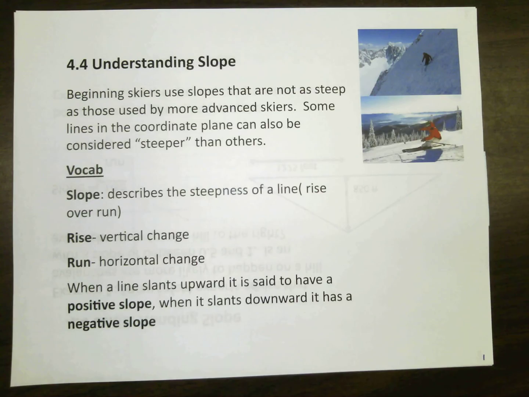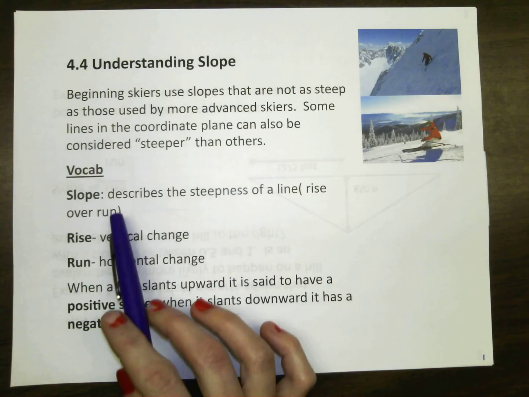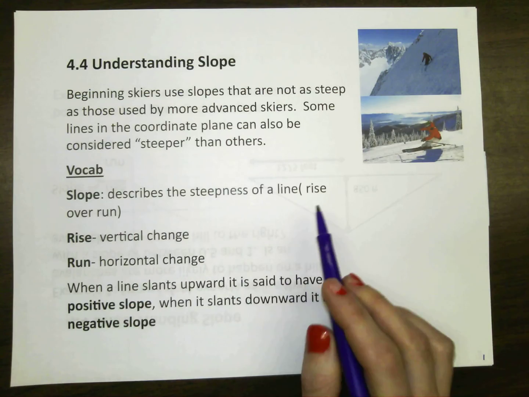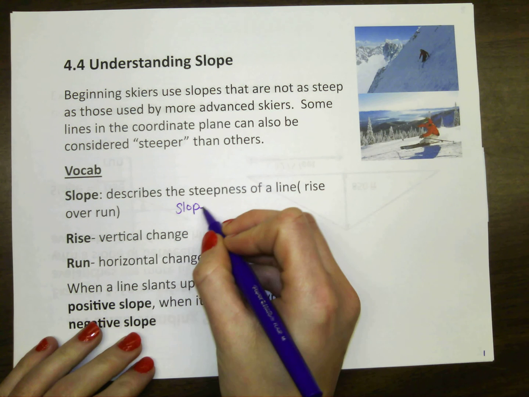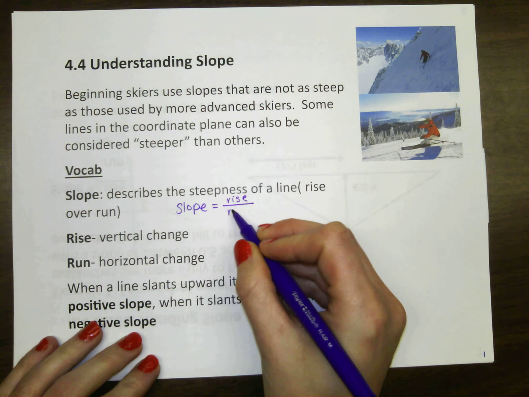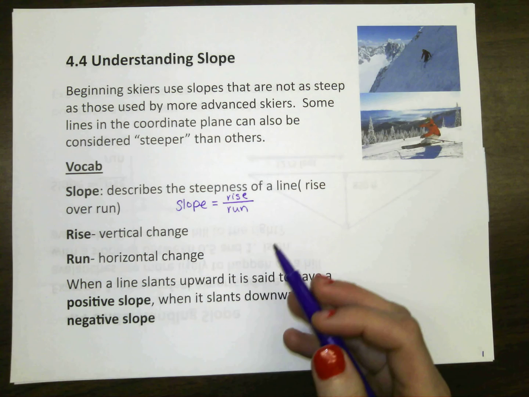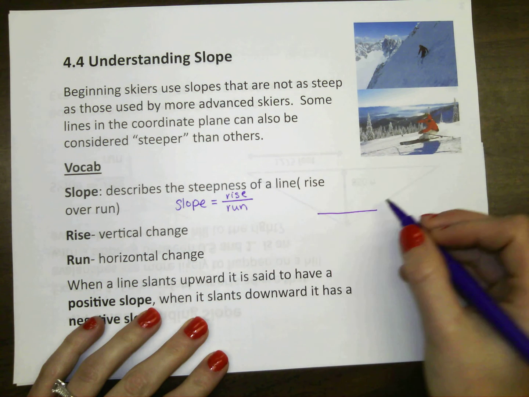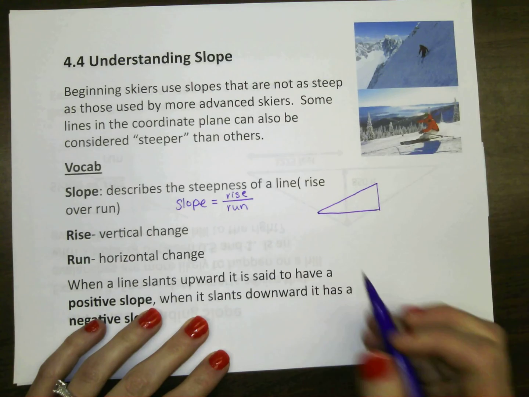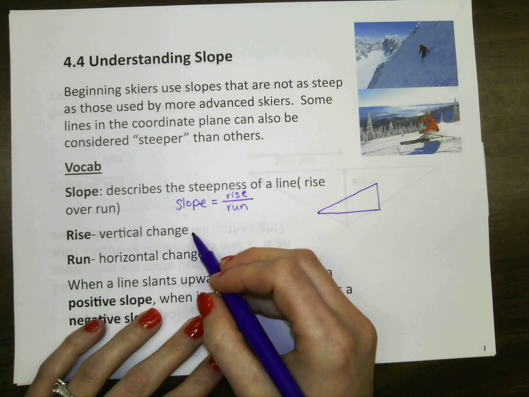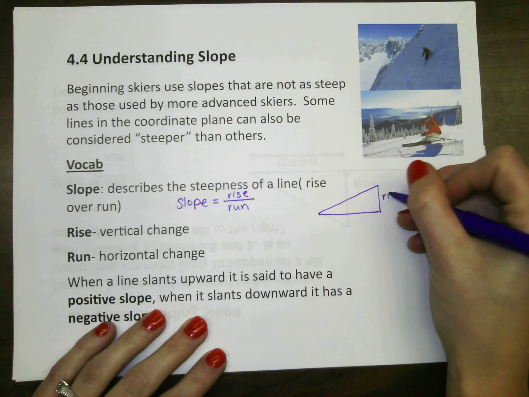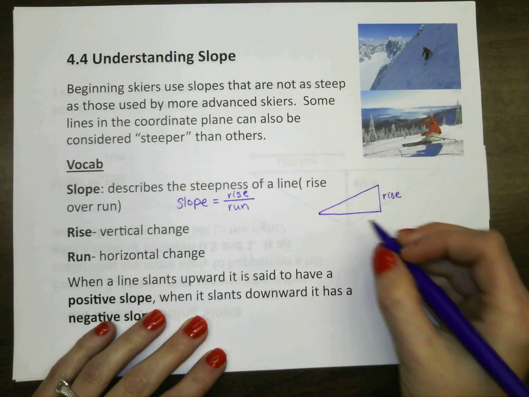Some new vocabulary for this section includes slope, which describes the steepness of a line, also known as rise over run. So you're going to see the equation slope equals rise over run. When we talk about rise and run, say here's our slope, our rise is how far you change vertically, so how far you go up. So here would be our rise, and run is the horizontal change.